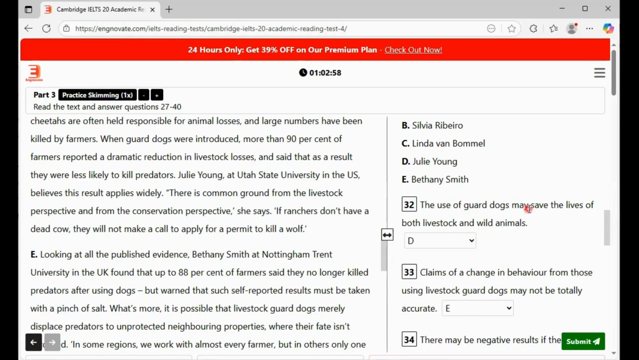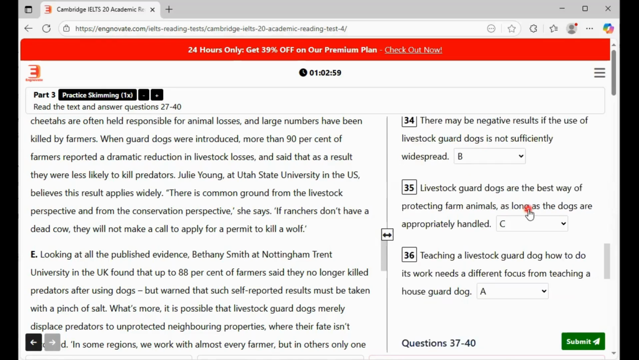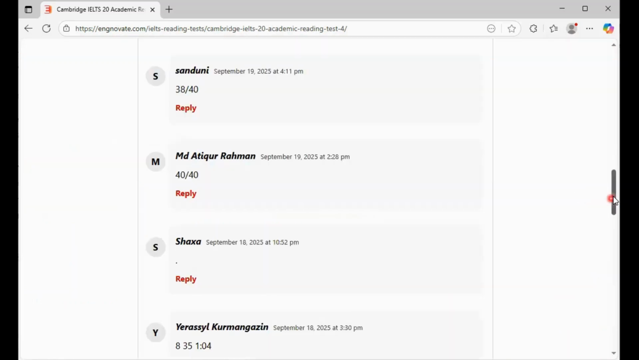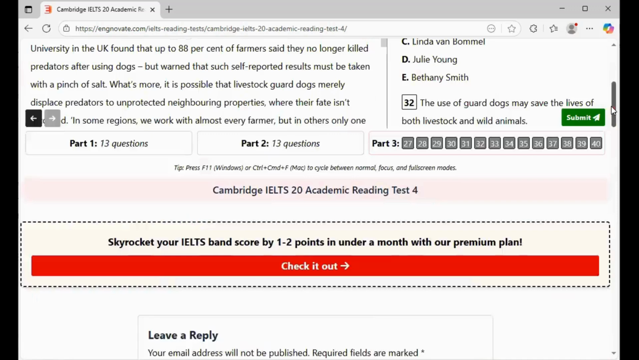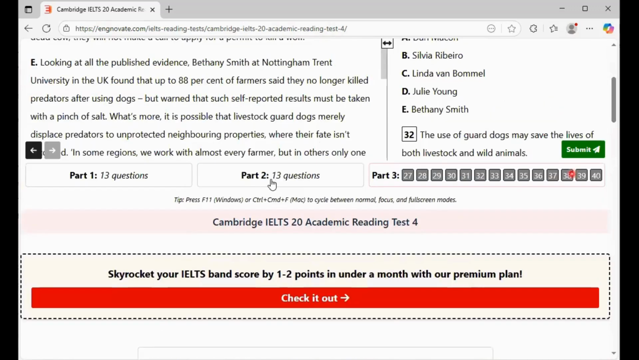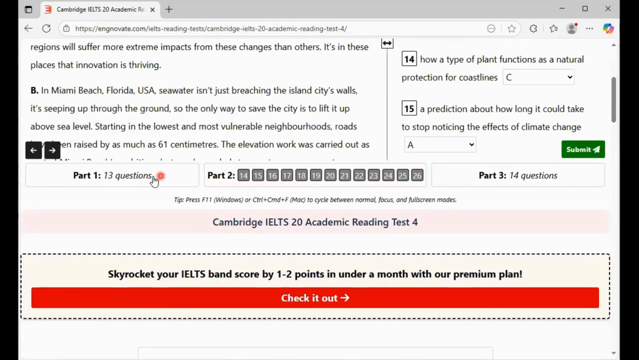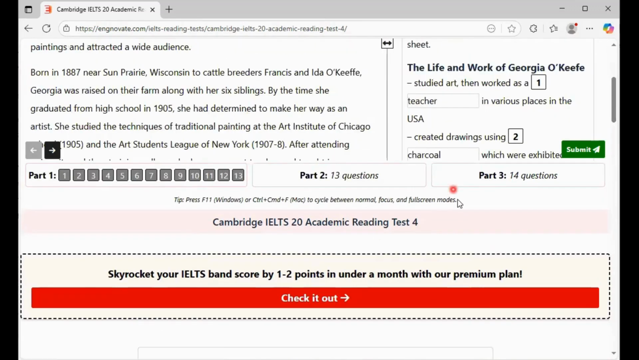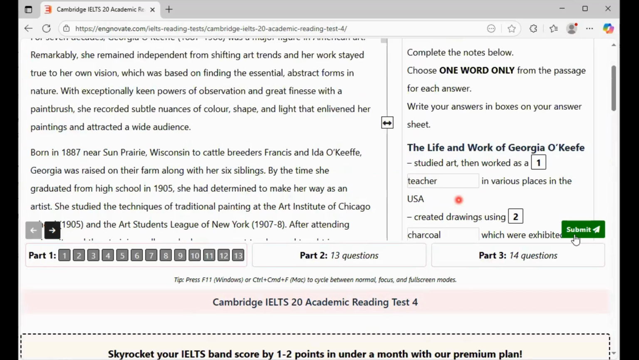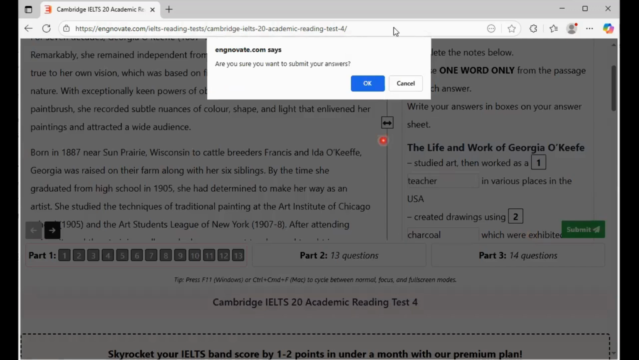So ladies and gentlemen, I've solved everything. I solved everything in part 1, part 2, and part 3. Let me check what my answer will be. It's most likely I'm going to get some questions wrong. So let's submit. Submit. So it's evaluating my score.